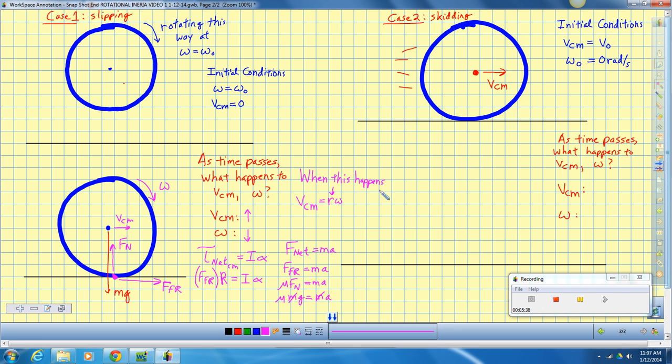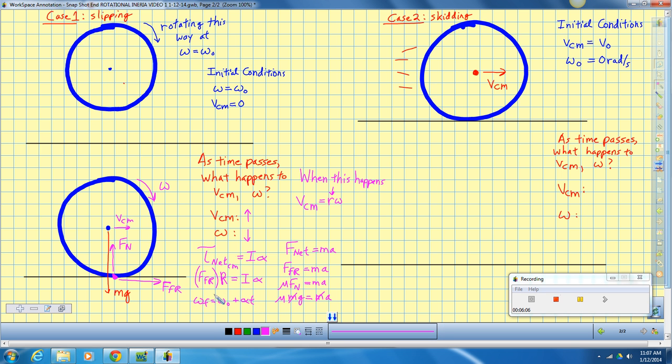So things you'd be asked for: you might be asked how much distance it travels before this thing rolls without slipping, or how much time it takes to roll without slipping. Well, in both of these situations, this force of friction is a constant, so this alpha is a constant. So you can write a kinematics equation for rotation, like omega final equals omega original plus alpha times time, that will relate this acceleration and this time and deal with that side of it.